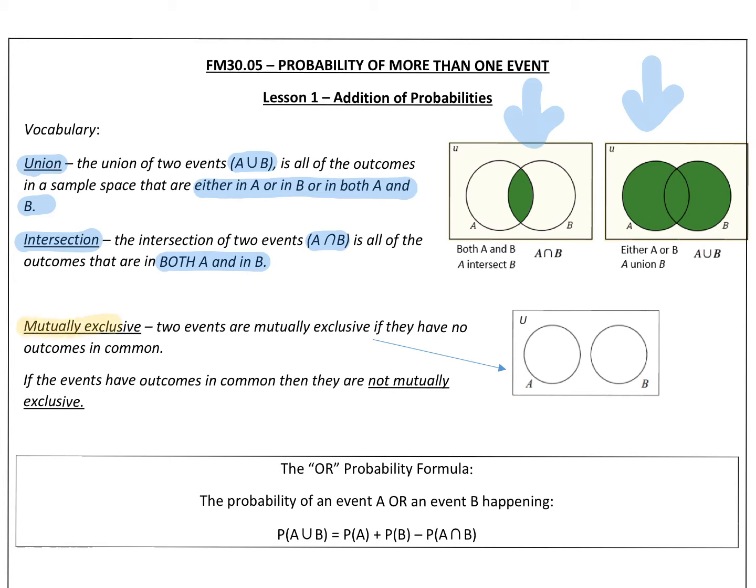Another word is mutually exclusive. Two events are mutually exclusive if they have no outcomes in common. For example, if I had a deck of cards, the black cards and the red cards would be mutually exclusive. When you graph their Venn diagram, it would look like that because there are no outcomes in common. And if they have outcomes in common, they are not mutually exclusive.